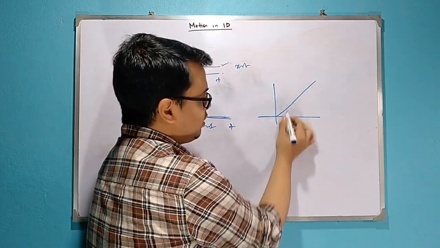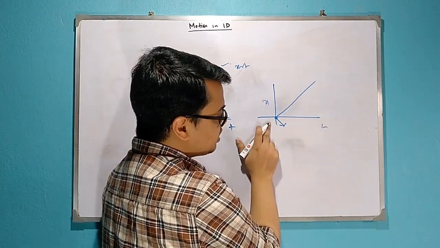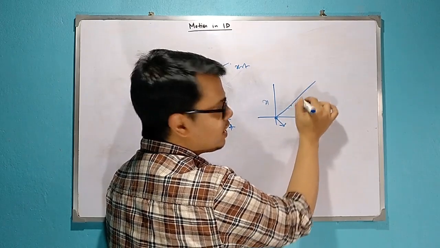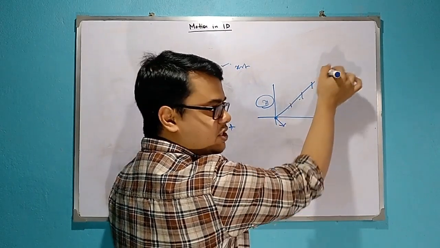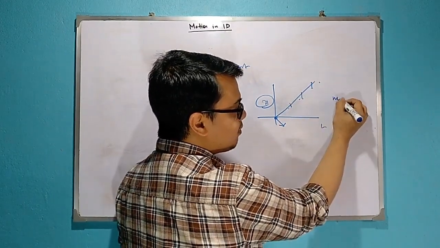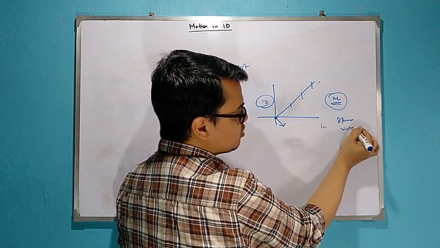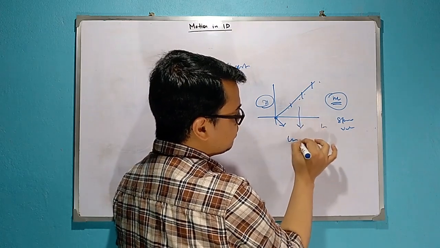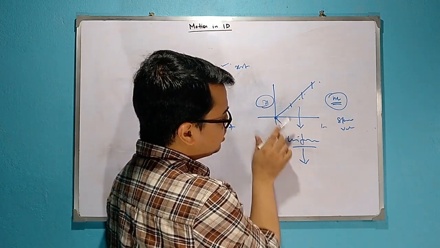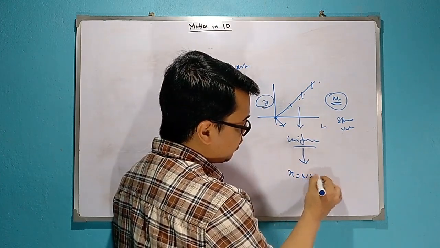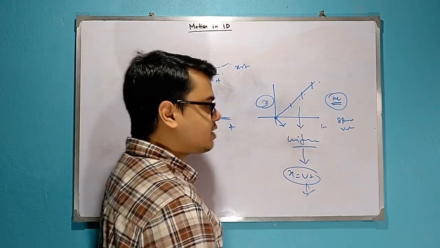This is an x-t graph where at point 0 the position was 0, and it is gradually increasing, and the rate of increase of its position is constant because it is a straight line. It has a constant slope m. That means m is constant, v is constant, so speed or velocity is constant. That means it is a uniform motion. In uniform motion, the relation between x, t, and v is x is equal to vt. Okay, you know this formula. So x equal to vt is applicable only when a particle is in uniform motion.